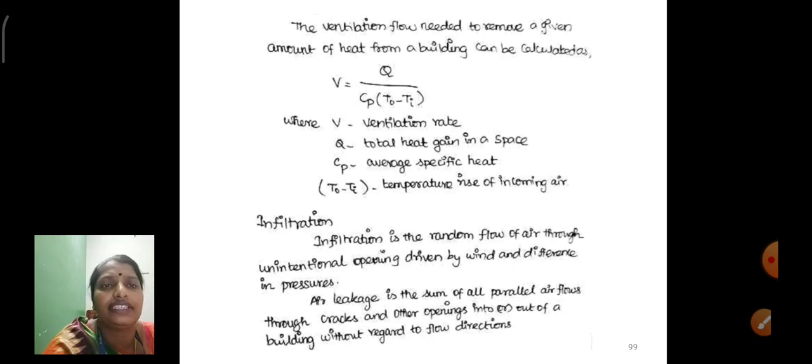And next one, infiltration. This is a random flow of air through unintentional openings and driven by wind and difference in pressures. Your inside and outside air flow rate are analyzed. How to reduce or increase, how to find out. This air leakage is the sum of the parallel air flows through the cracks. Building like cracks irukla, or more openings irukla, or any in and out directions la, where four directions la any four directions la if you have openings, you got to reduce this heat energy.